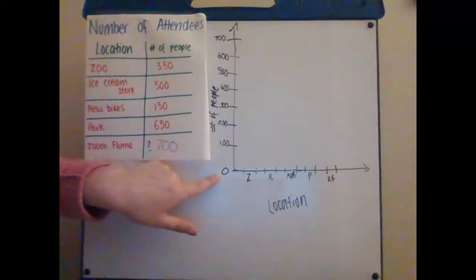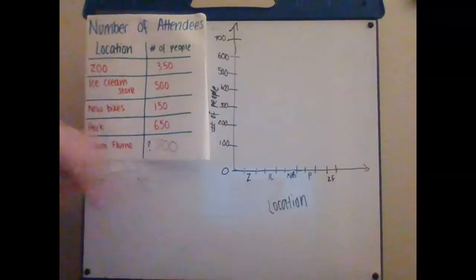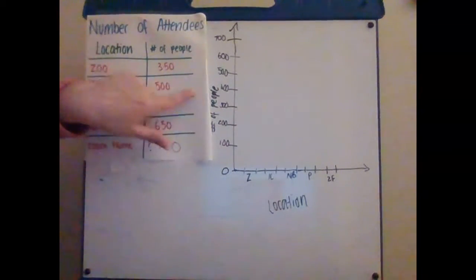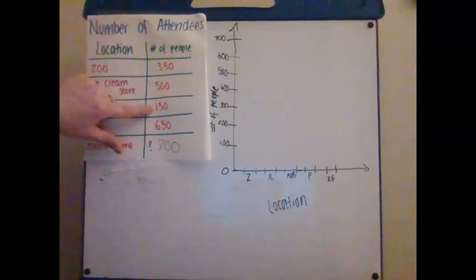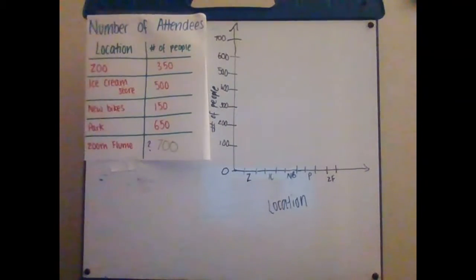Okay, equal along, and I can get all these numbers. I don't have a number lower than 0. Okay, I can find 350 on here. I can find 500, 150, 650, and 700. Okay, so let's start to put our numbers on here.